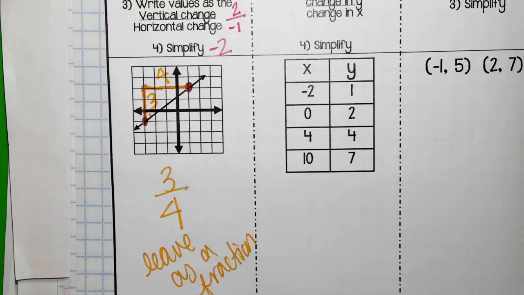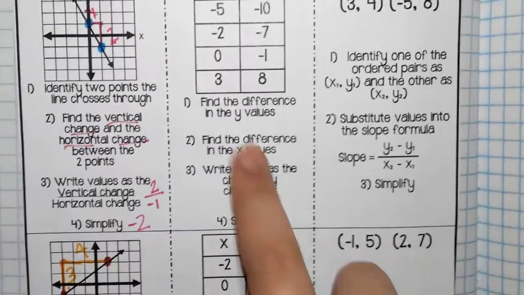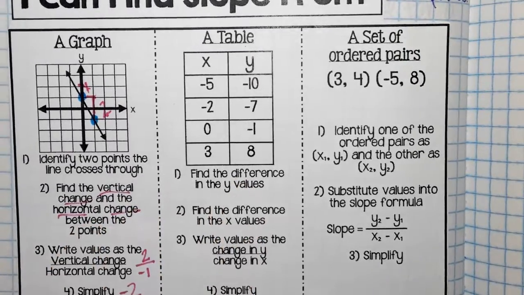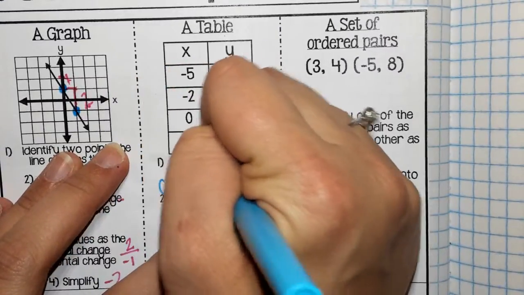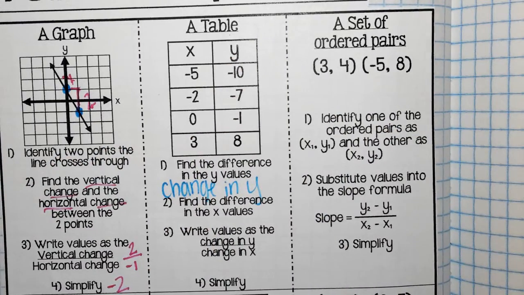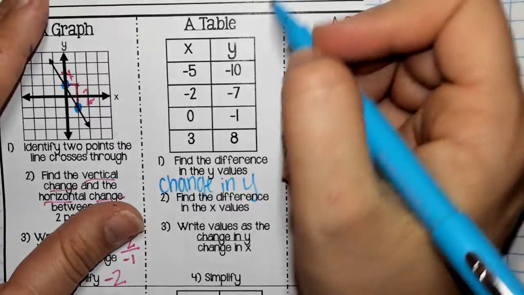All right, now, who can use their foldable from Friday and tell me how we found the slope of a table? Changing y and changing x. Change in y divided by change in x. Awesome. Take a point. And that's what it says right here. It says first find the difference in the y value. So that's the change in y. So write that down. Change in y. So what's our change in y here?